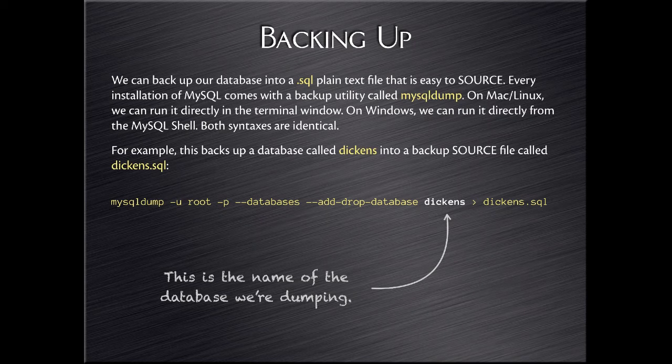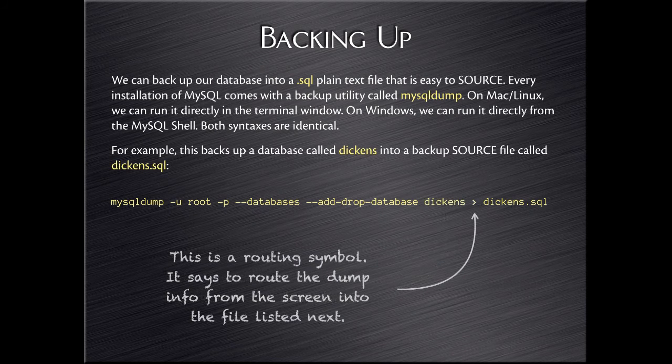So imagine that you have a database called Dickens, and the database switch says, oh, now when you get to something that doesn't have a minus sign in front of it, please interpret that as the name of a database. Now I could list a couple here, and that would be fine. This little arrow key, or the greater than symbol, is a routing symbol.